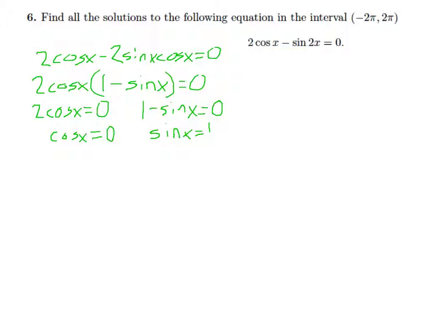Now, we need to find all the solutions for when cosine equals 0. So looking at our unit circle, at pi over 2, cosine is 0. At 3 pi over 2, cosine is 0. So we can write those ones down.